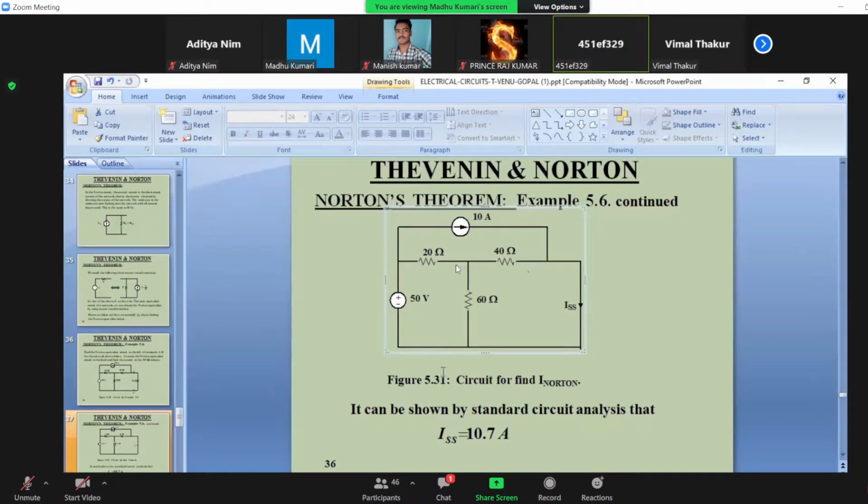Okay, this is I_SC 10.7. You will calculate it and check it. How can this one be 0.7?